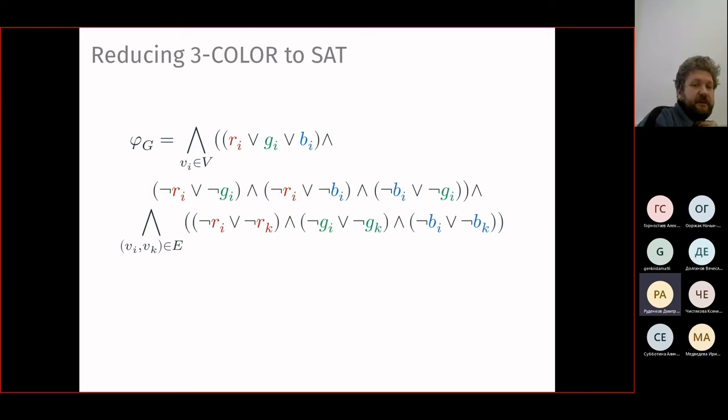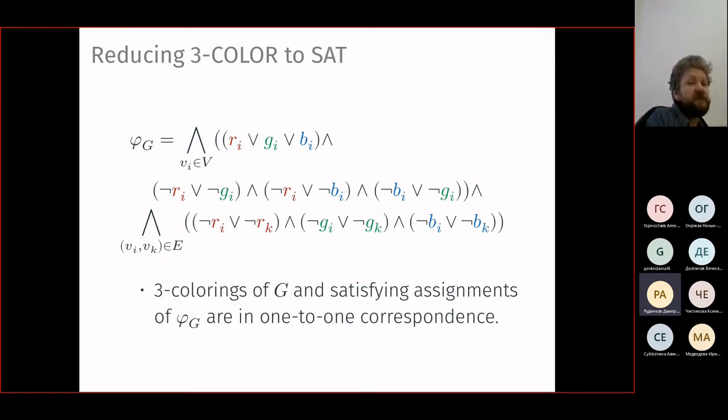It says that if we have an edge, then it should be not all red, not all green, and not all blue. So at least one of it is not red, and one of it is not green, one of it is not blue. So this says that any 2 edges and vertices have different colors. And 3 colorings of G and satisfying assignments of phi G are in 1-to-1 correspondence here. So if you manage to color the graph in 3 colors, you can satisfy this formula just taking the correspondence. So if vertex number I is, say, red, then Ri is 1 and Gi and Bi are 0, right? And we say that, we're done.